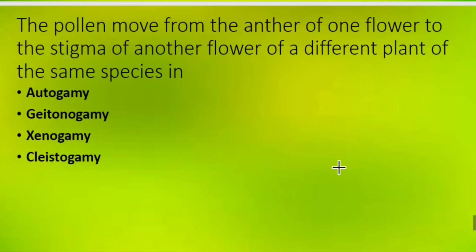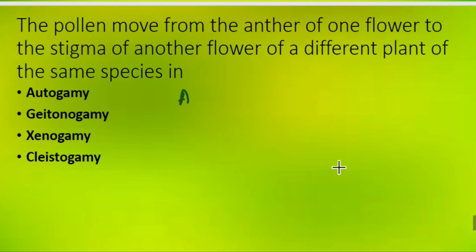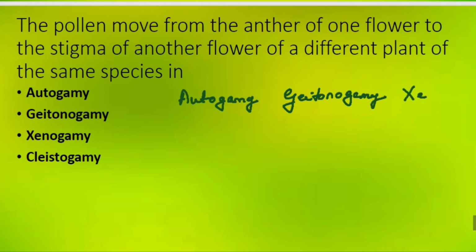The next question is, pollen moves from anther of one flower to the stigma of another flower of a different plant of the same species. We are studying three types of pollination. One is autogamy, second is geitonogamy, and third is xenogamy.